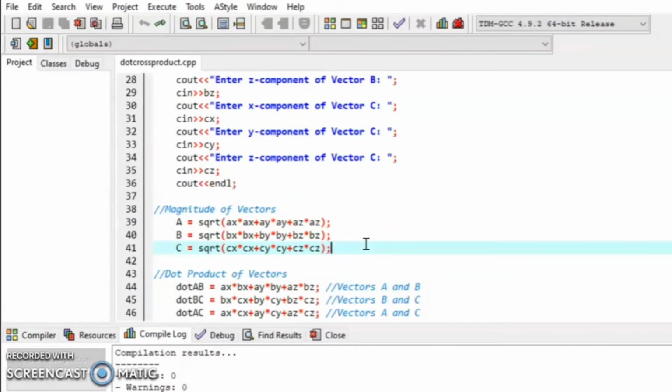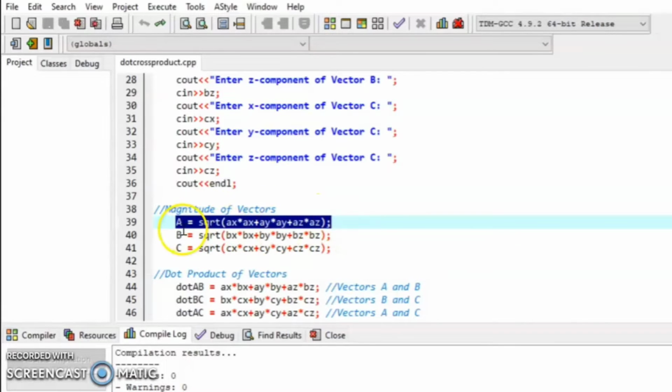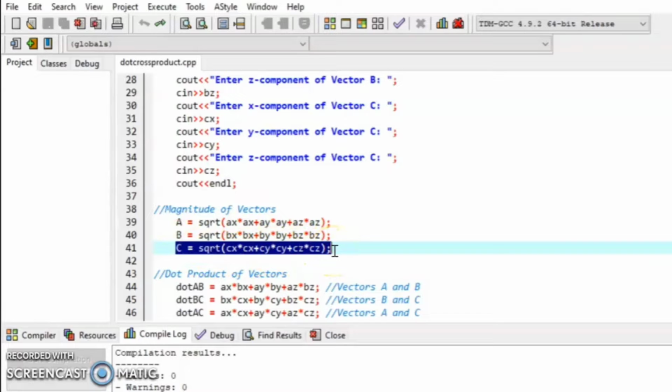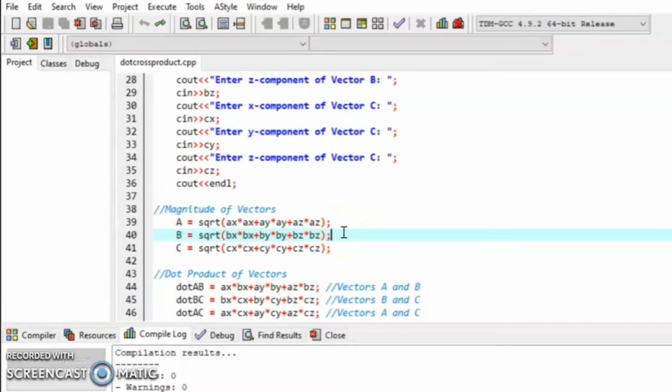Next is the magnitude of each vector. So, this is the magnitude for vector A, vector B, then vector C. We just simply use the formula square root of x squared plus y squared plus z squared. We didn't use the squared operator, but simply used the variable multiplying it by itself.